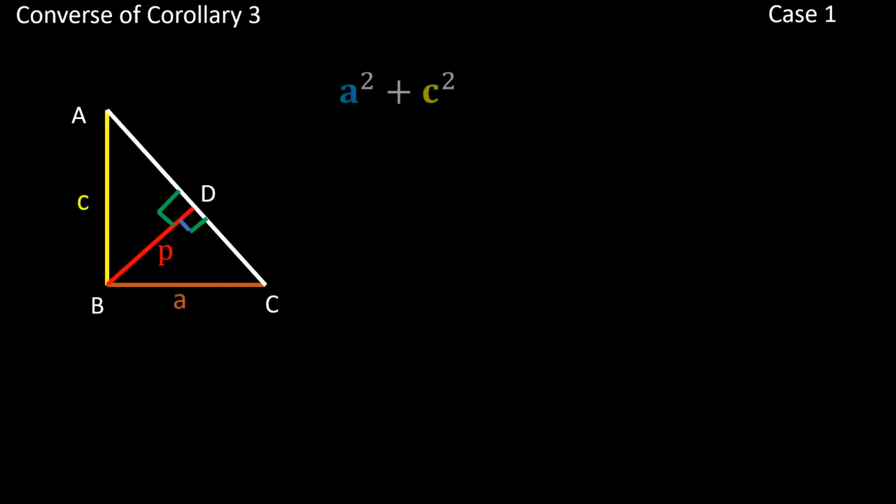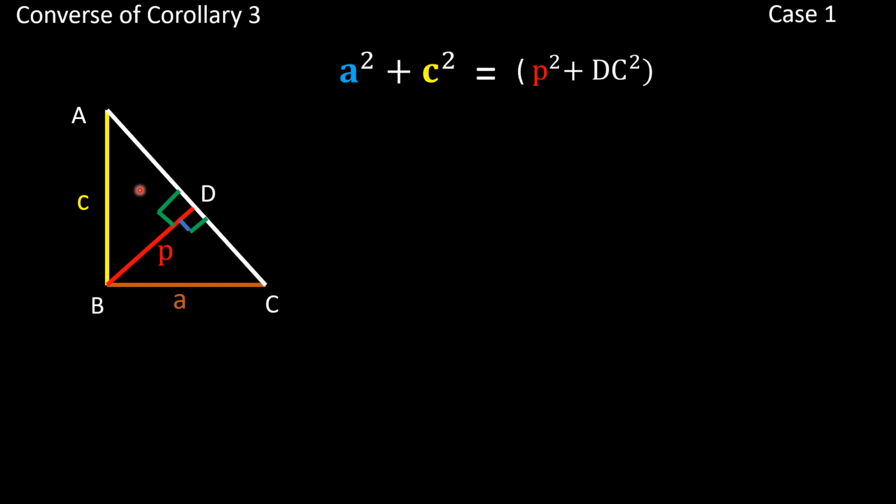Okay, now the same figure. Let us find out a square plus c square by applying Pythagoras theorem to these two small triangles which are inside the given triangle ABC. So first let us find out what a square is. Look, this is a square. a square is equal to p square plus c square. Therefore we can write a square as p square plus dc square.